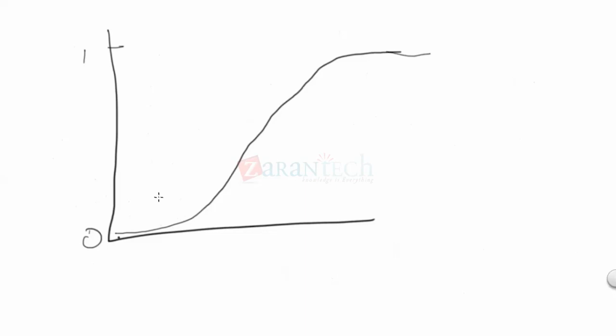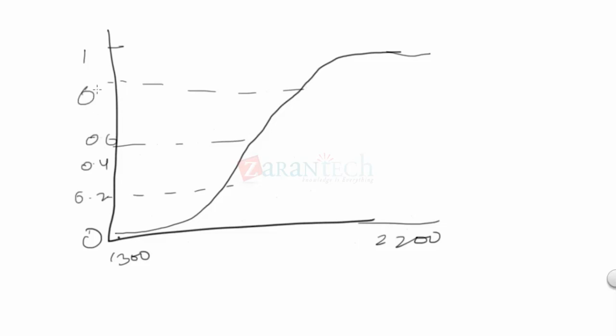This is how the curve looks. Based on every point, you have some probability values for all the SAT scores. These are SAT scores from whatever range, 200 to 1600, whatever. Based on that we have the probability, like 0.2, 0.4, 0.6, 0.8, and so on.